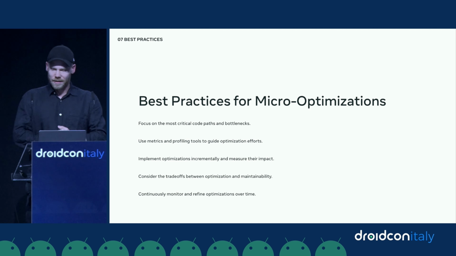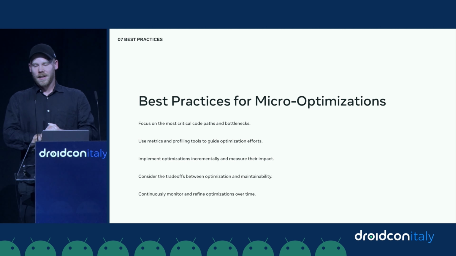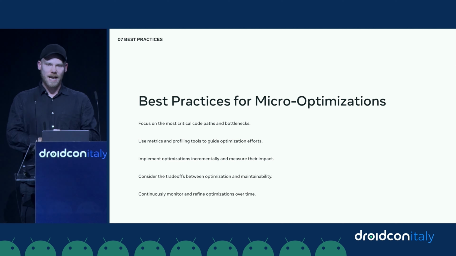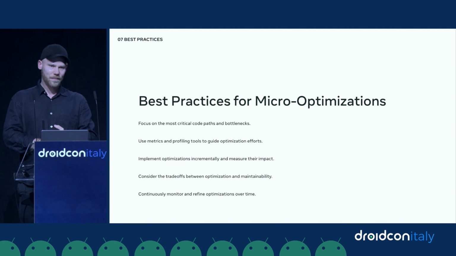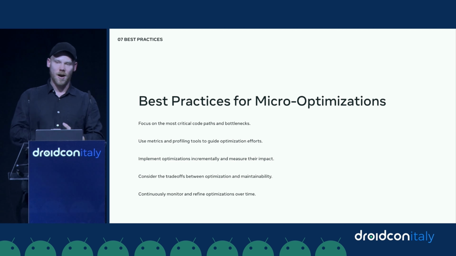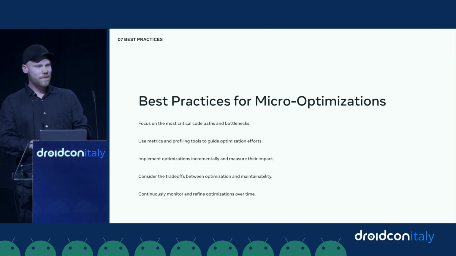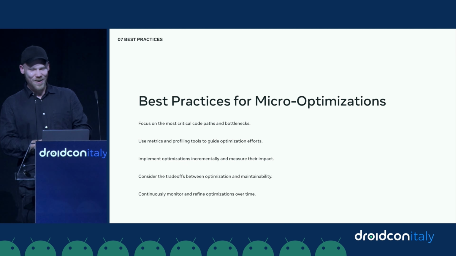So, best practices: focus on the most critical code paths and bottlenecks. Use metrics and profiling tools to guide the optimization efforts. Implement optimizations incrementally and measure the impact. Consider the trade-offs between optimization and maintainability. And continuously monitor and refine optimizations over time.